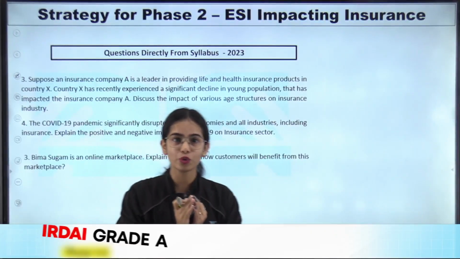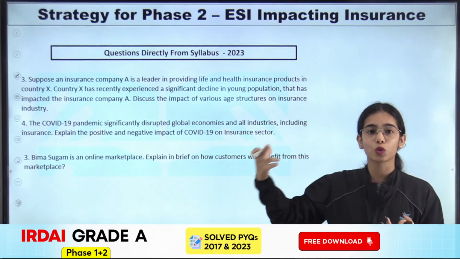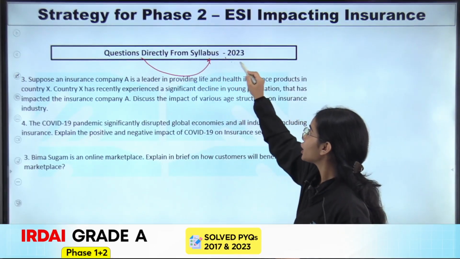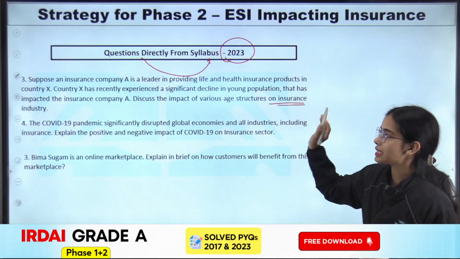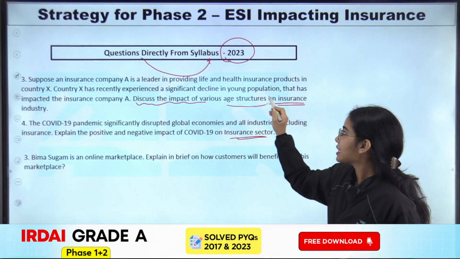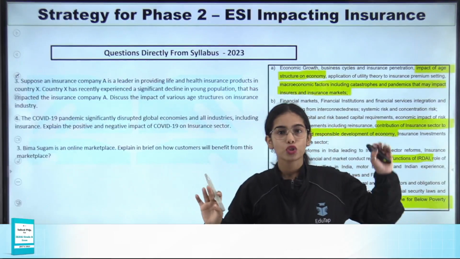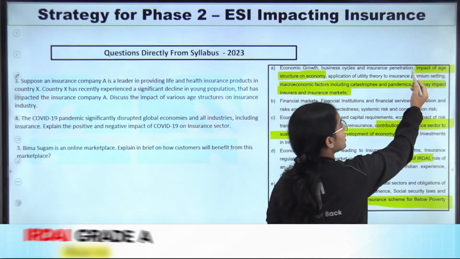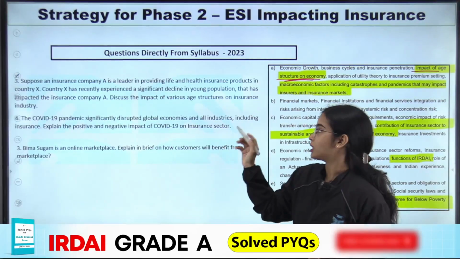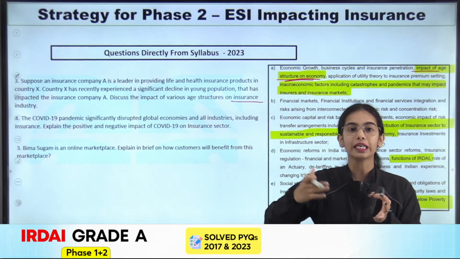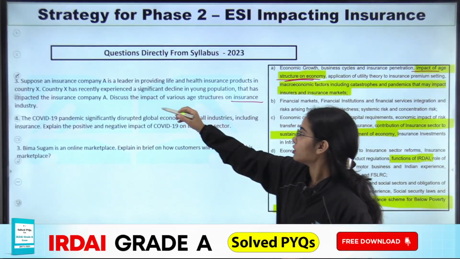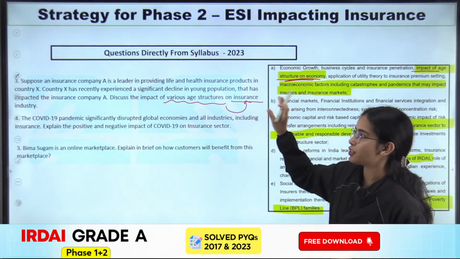Let me prove why I am saying that you have to always focus on the impact on the insurance sector. If you see the questions directly from the syllabus in 2023, they were focusing on the insurance industry or insurance sector. There was a question: discuss the impact of various age structures on the insurance industry. So here you have the impact of age structure on economy, and you have to specifically focus on the insurance industry, that is, how the different age structures affect the insurance industry.